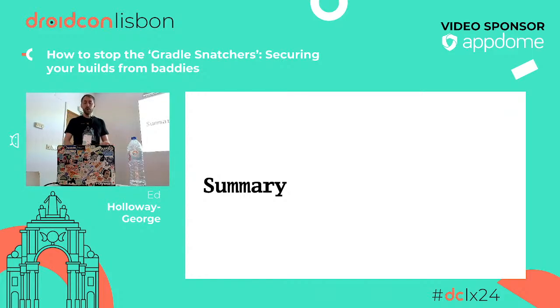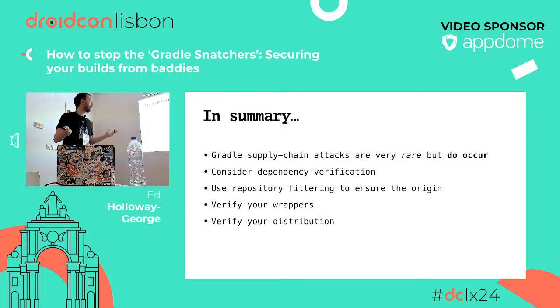let's recap what we've seen. Gradle supply chain attacks are very, very rare. They do occur though, so it's not something that we can totally forget about. You should definitely consider using dependency verification. It's something, again, that I've hopefully proven you can set up very quickly, and it will certainly be of benefit to you in your application. You can definitely use repository filtering even, just to make sure that you are pulling from the right place.